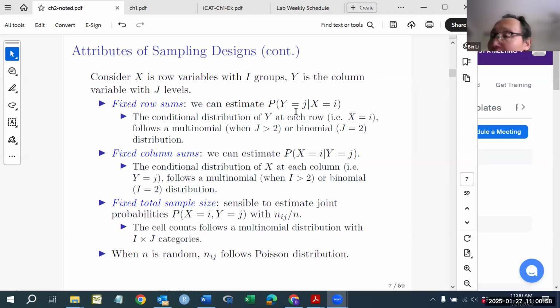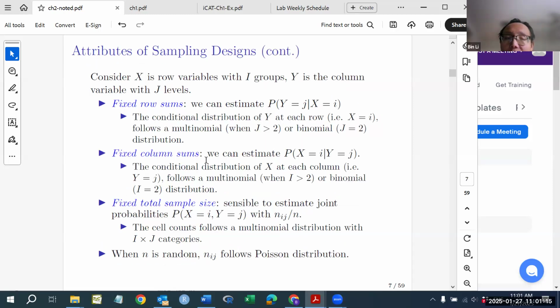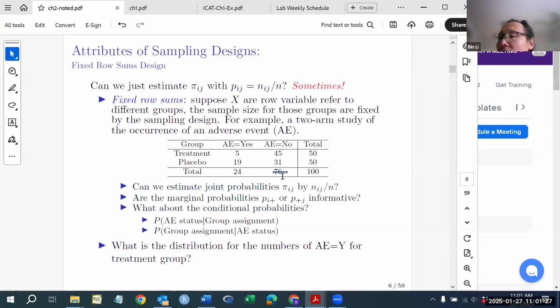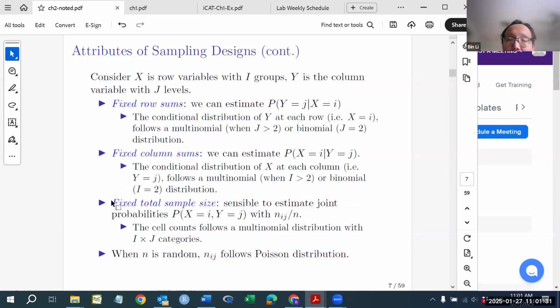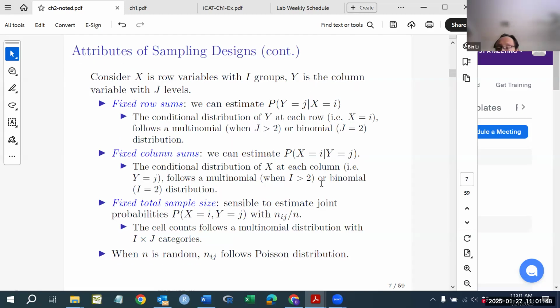Okay, for the sampling design, we can have fixed row sums, just as in this one, where we fix the row sums, 50, 50. Sometimes we can have a fixed column sum design, so the column sums are predetermined. And sometimes we can have a fixed total sample size. So we are not fixing the row sums or the column sums, but we are fixing this. And you may ask why we need to care about these different sampling designs, right?